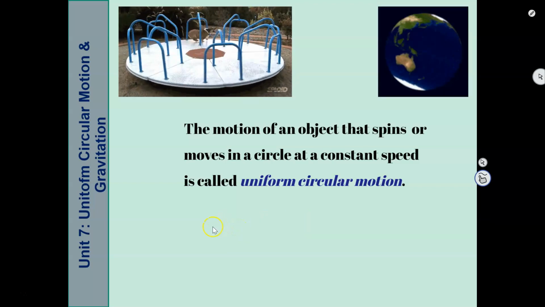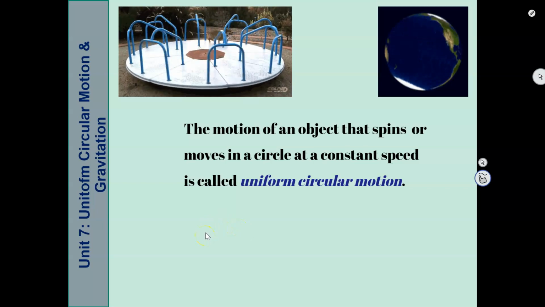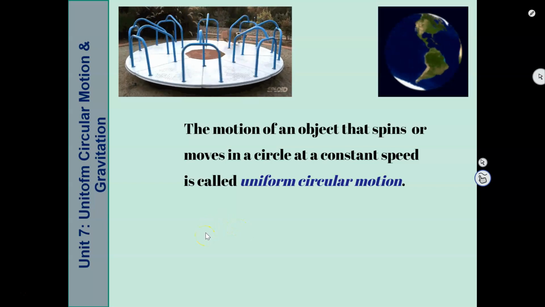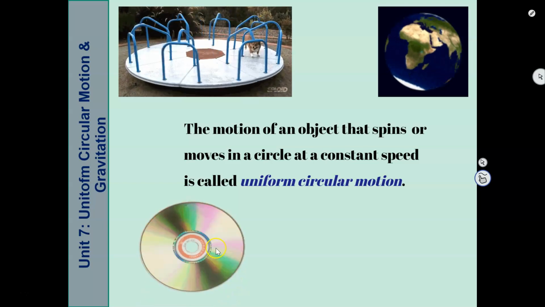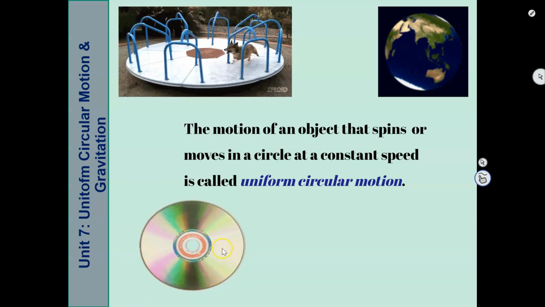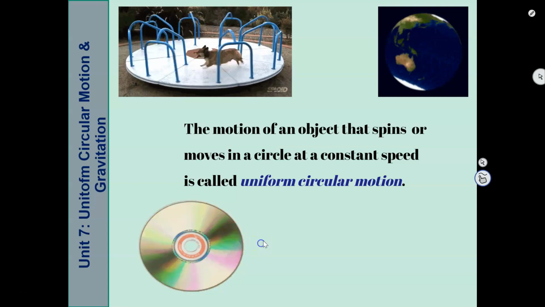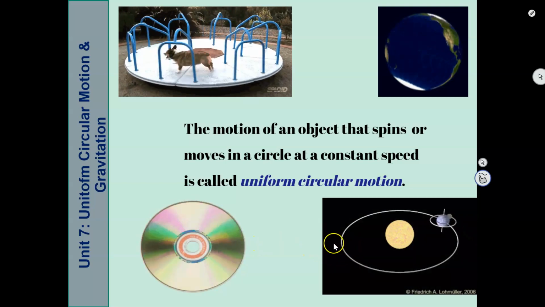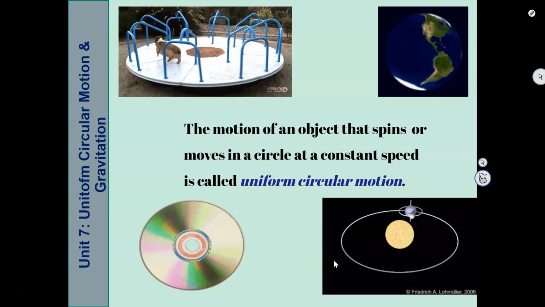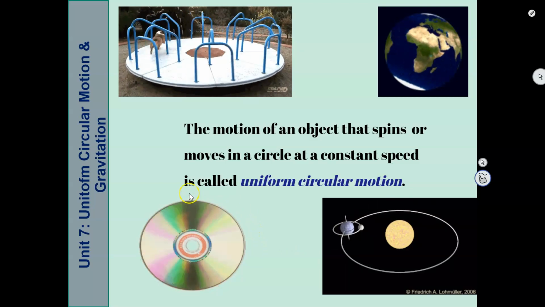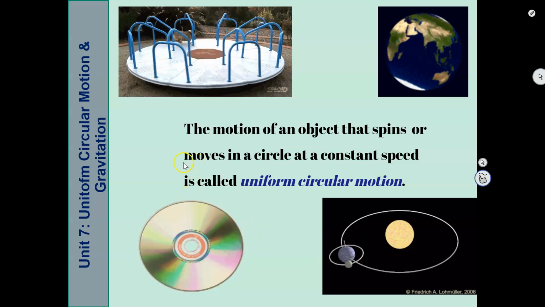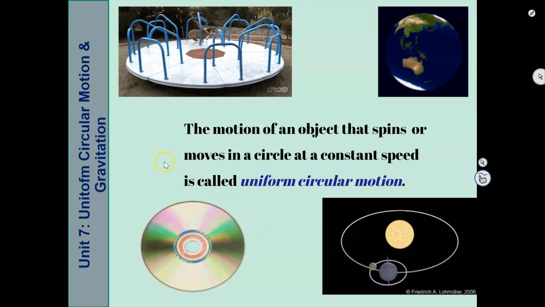Some other examples: planets orbiting or revolving on their axis, a disk playing, those would all be circular motion. And then we also have the moon orbiting the Earth, or satellites orbiting the Earth. Any of those we would consider to be uniform circular motion.